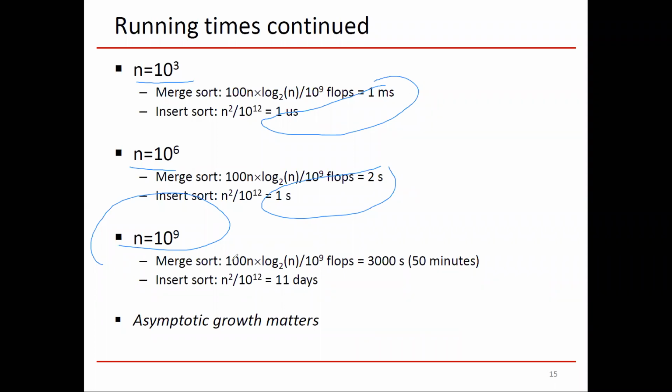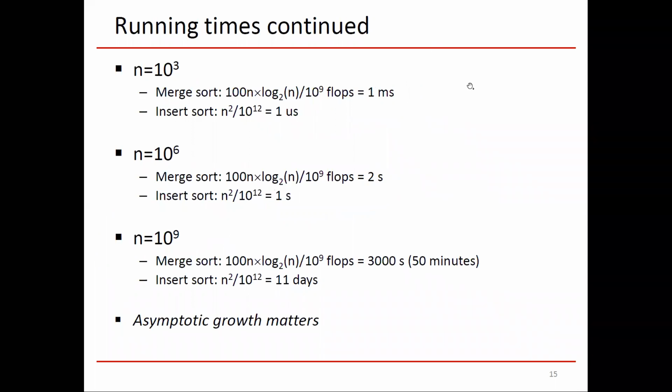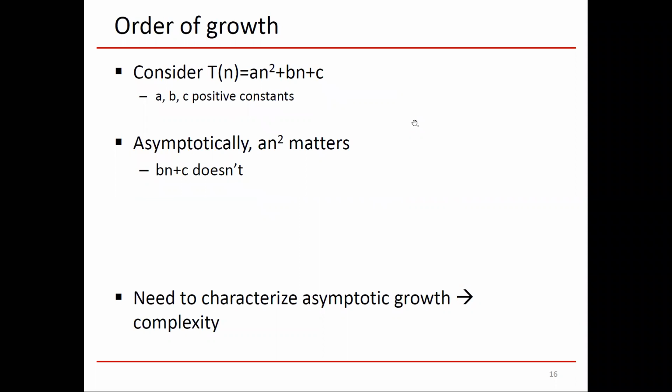So asymptotic growth matters. And what I was trying to say in this segment of material is that we want to characterize the order of growth. So when we're looking at T of n, the runtime, which is a n squared plus bn plus c, where a, b, and c are positive constants, asymptotically, the a n squared matters. Maybe b is a very large constant, and maybe c is a hugely large constant. For practical problem sizes, maybe the b and c matter. For larger problems, sooner or later, the a n squared is going to dominate.